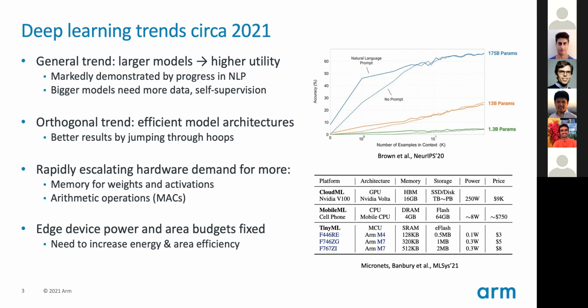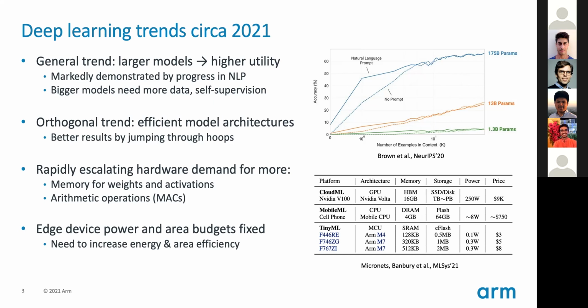But nonetheless, in general, there's an escalating hardware demand for more memory and more compute, more MACs. Given that edge device power and area budgets largely don't increase, because area budgets drive cost, and power budgets drive batteries, battery life and form factor, that's not really going to change. And Moore's law doesn't really help us too much with this kind of thing anymore. So we, as architects, really need to work at increasing energy and area efficiency on these deep learning workloads.